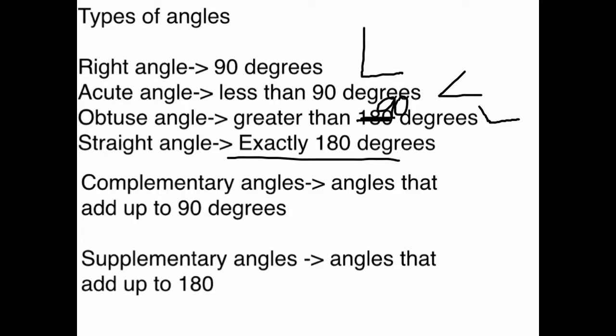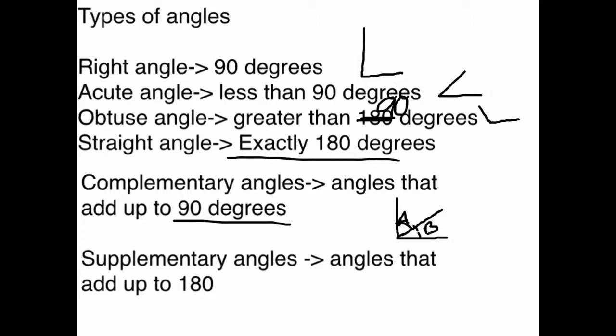Complementary angles are angles that add up to 90 degrees. So let's say I had this angle here. This will be A, this will be B. These are complements because if I add these two together, they're going to equal 90 degrees.